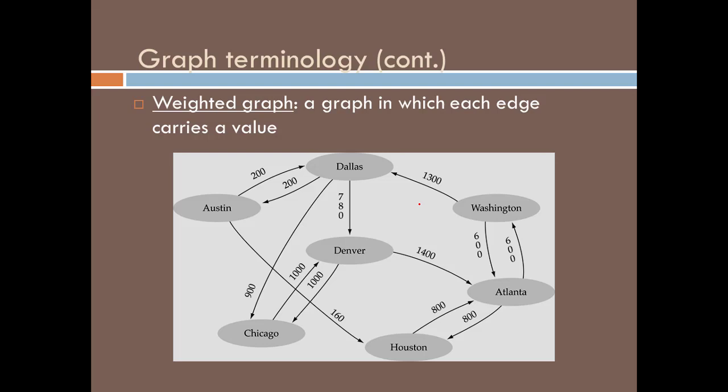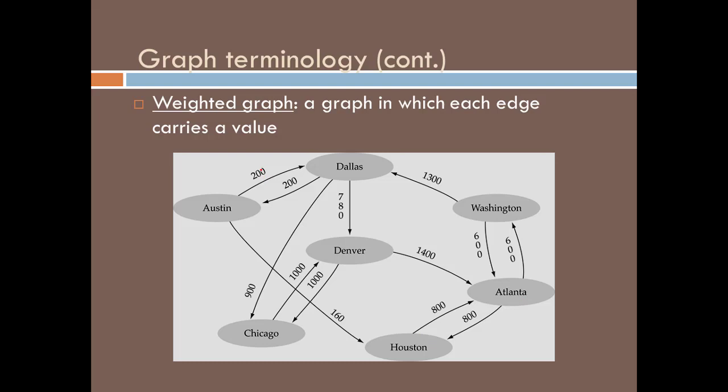Okay, this is the weighted graph example, a graph in which each edge carries a value. For example, if we analyze this particular graph, Austin, Dallas, the graph which we have seen in the previous slides, now it has some values on top of the edges. For example, Austin to Dallas is 200, Dallas to Austin is 200 again. Similarly, this one is 800, this one is 800. So these have some values connected with these nodes.